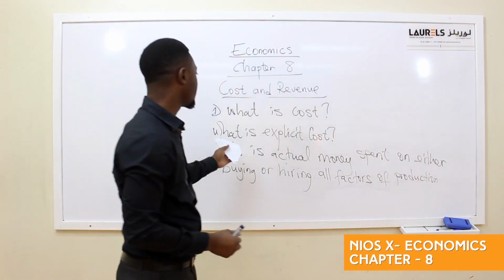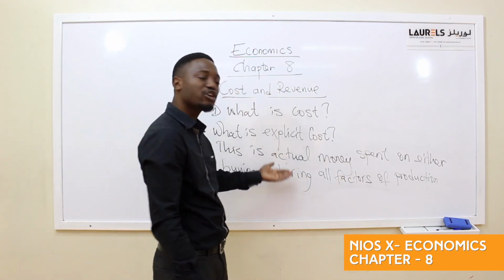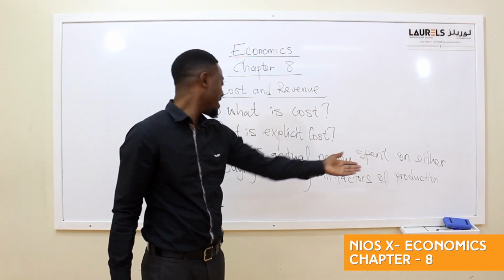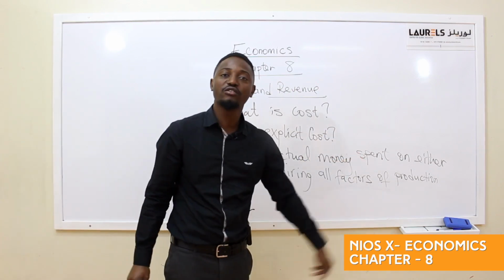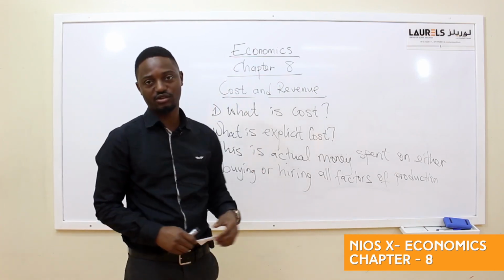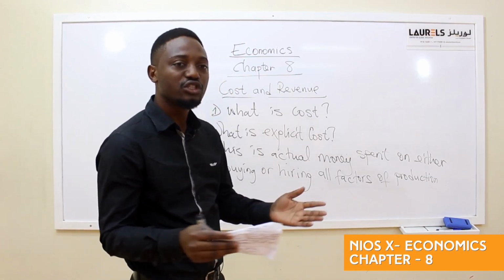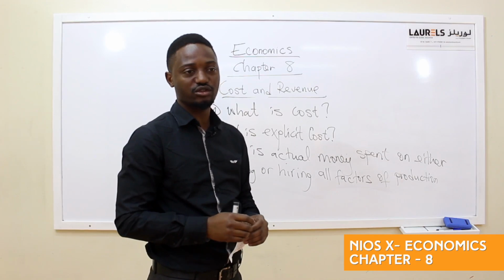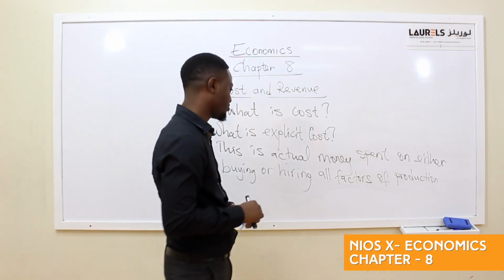So, explicit cost, this is the actual money spent or the actual expenditure, either buying or hiring all factors of production. That is what we consider as explicit cost. The actual money that you spend in putting together all the factors of production, be it variable factor of production or fixed factor of production.